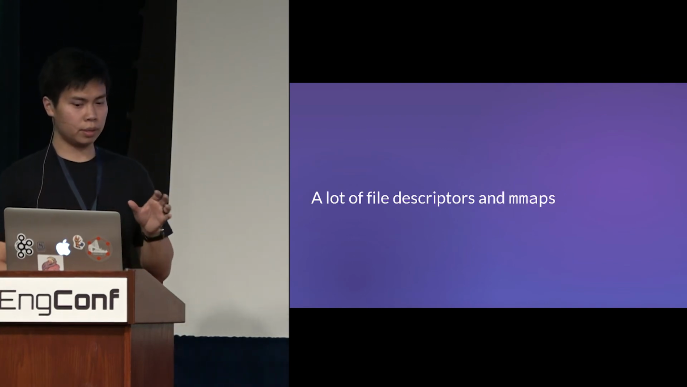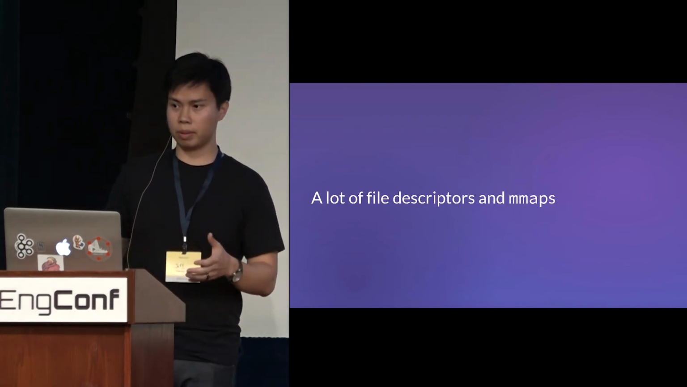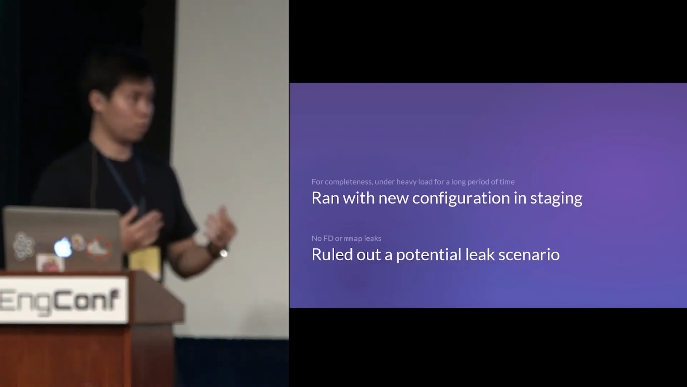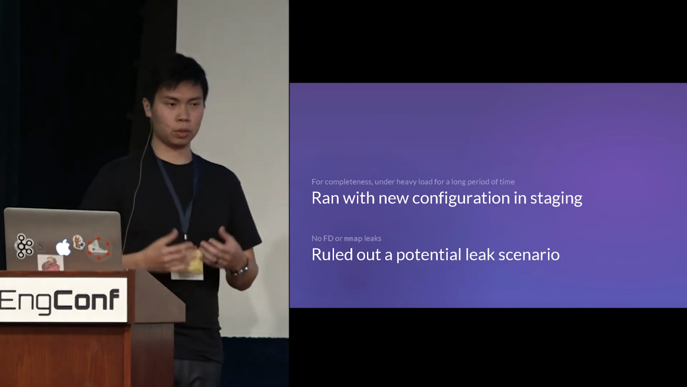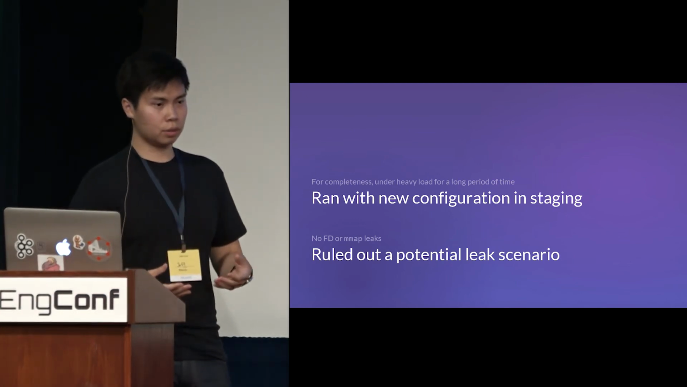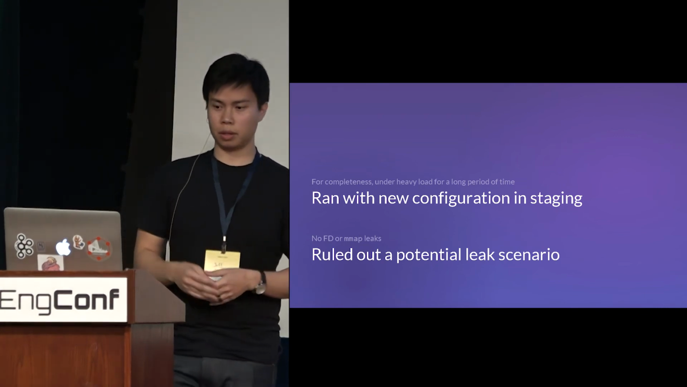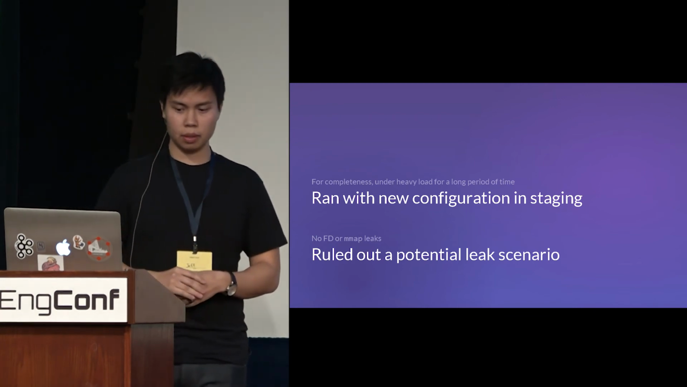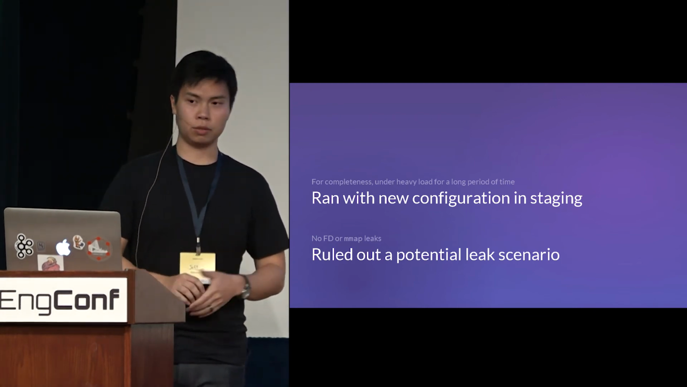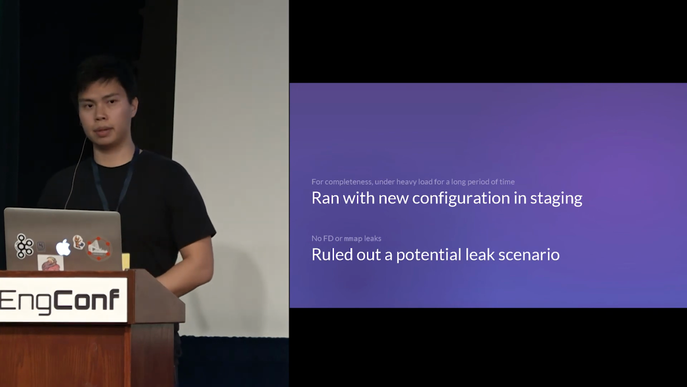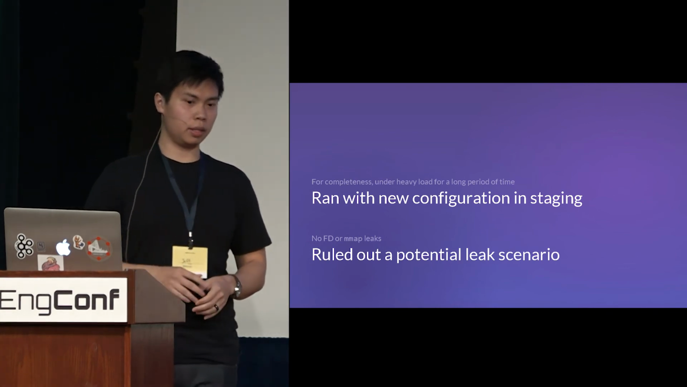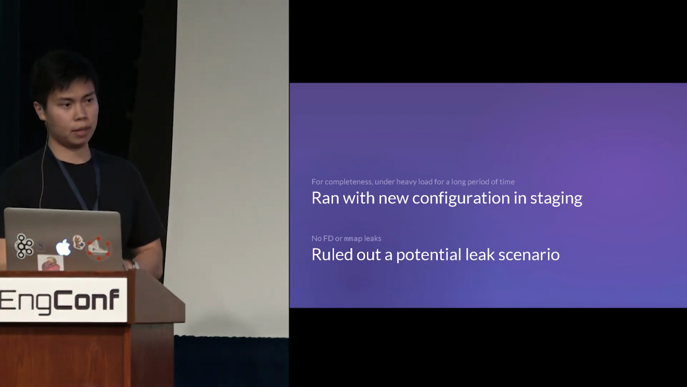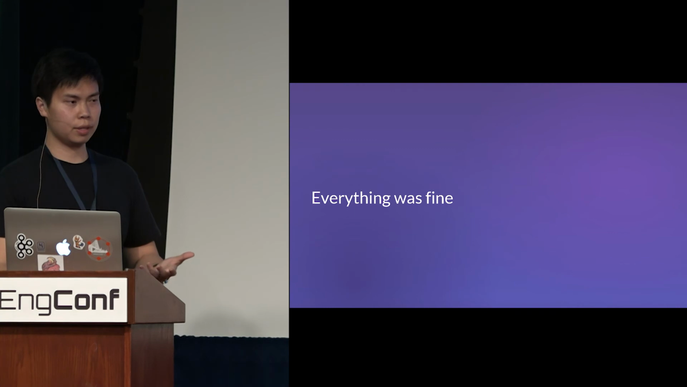Although that was definitely a lot of file descriptors and memory maps that we saw, so for completeness, we ran with this configuration in staging for a little while longer under heavy load so that enough logs would be rolled on a frequent basis. We had retention set quite high so that we could rule out the potential for another leak scenario, but this time, instead of the heap, we wanted to rule it out in the case for file descriptors or memory maps. After all of that, everything turned out to be fine.